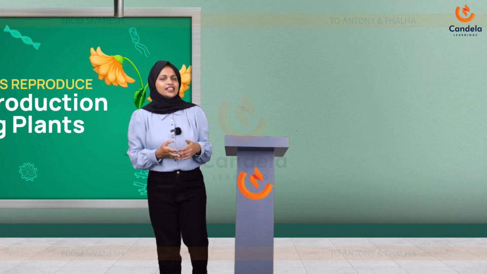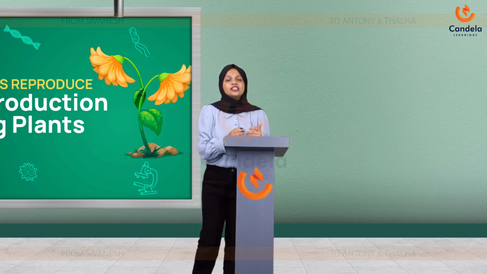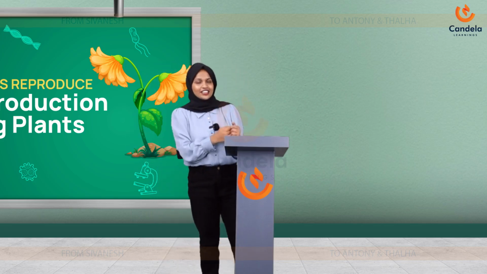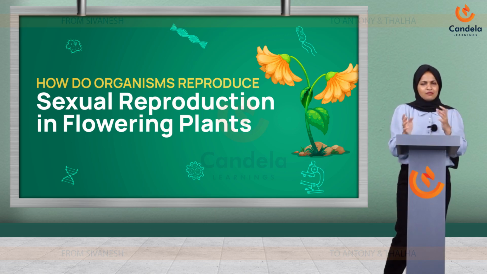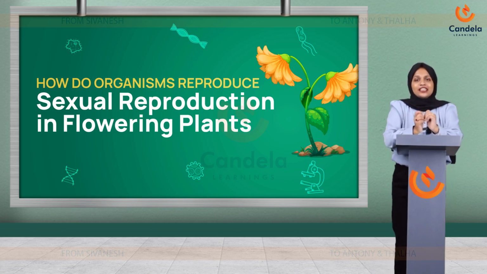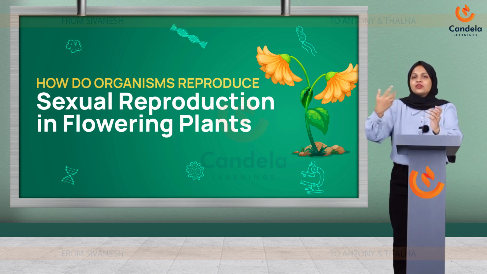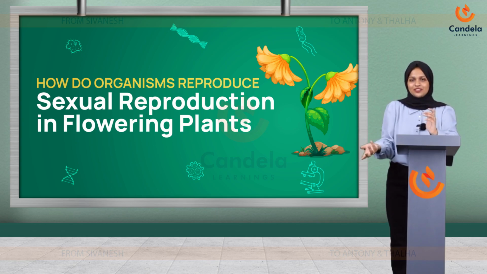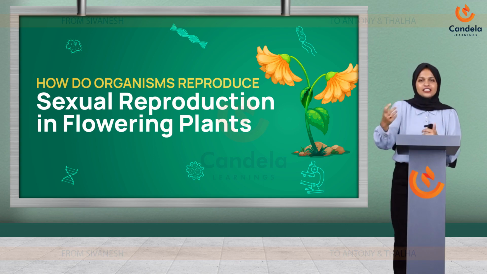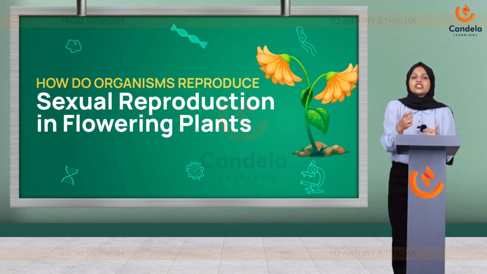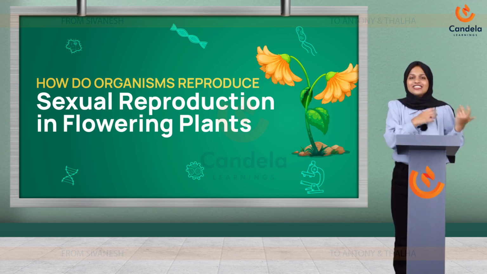Okay, so in our last session, we were dealing with the different types of asexual reproduction, right? In today's session, we will be dealing with the sexual reproduction that takes place in flowering plants. But before that, what was happening in asexual reproduction? In asexual reproduction, we require only one parent for the production of progeny or a number of progenies, right? Whereas in sexual reproduction, for the production of a progeny, we require two parents of opposite sexes.